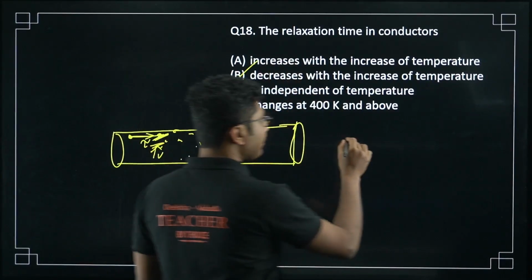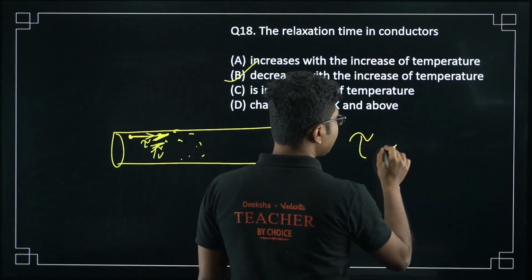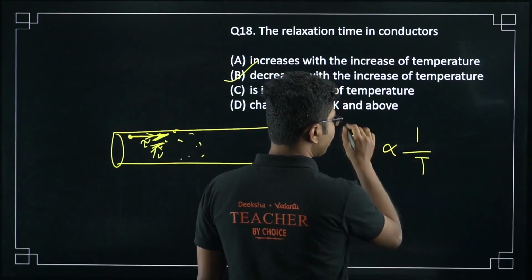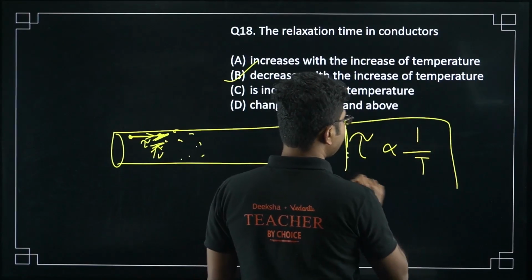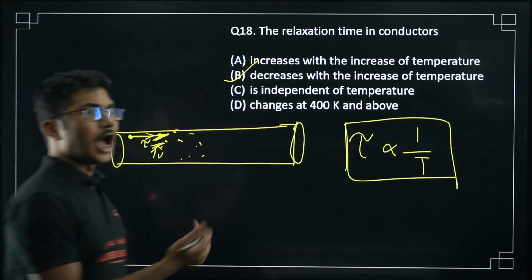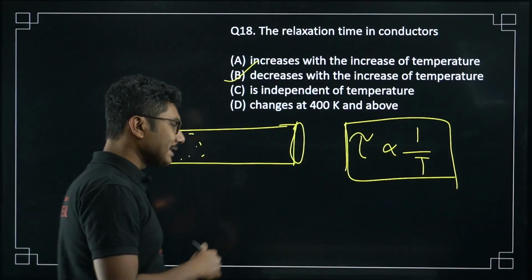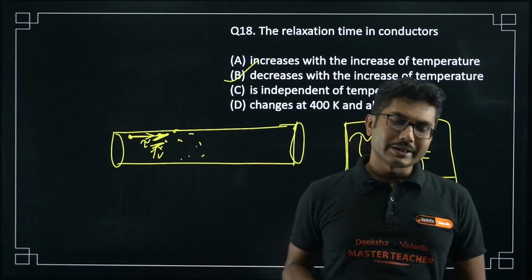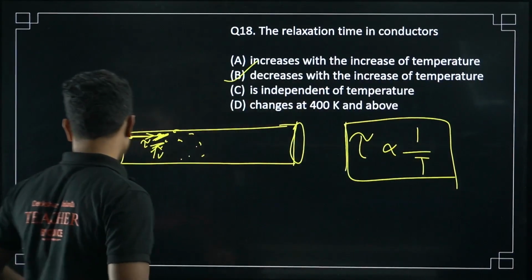So relaxation time is basically inversely proportional to the temperature. You should remember that relaxation time is inversely proportional to the temperature. Higher the temperature, less is the relaxation time. Lower the temperature, higher is the relaxation time.